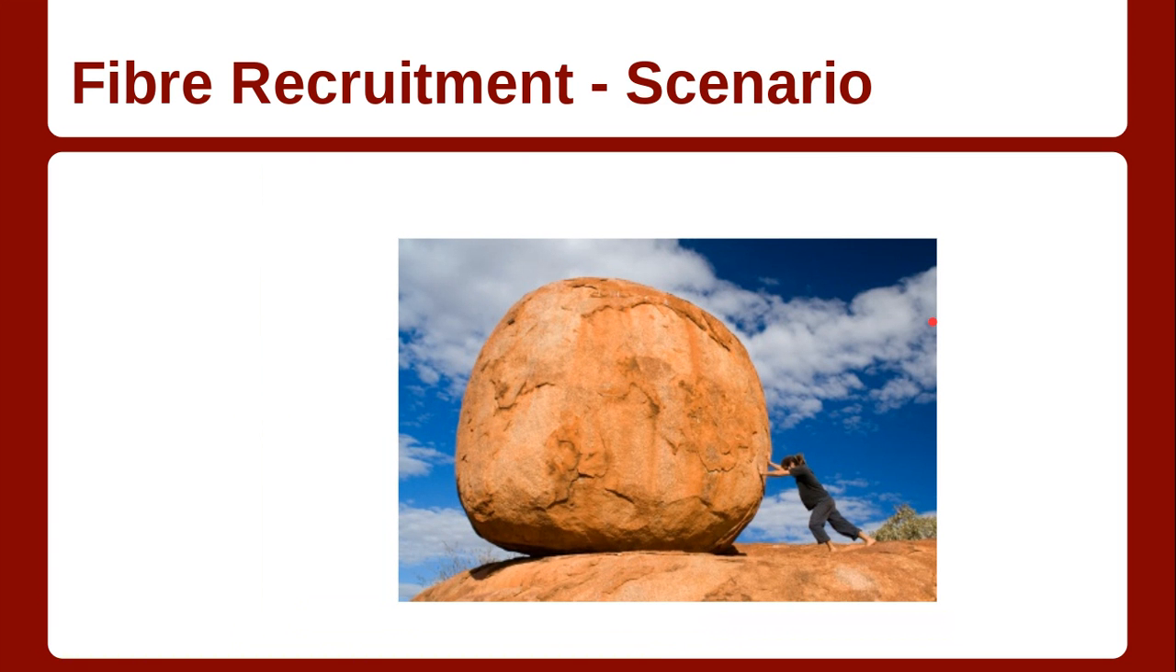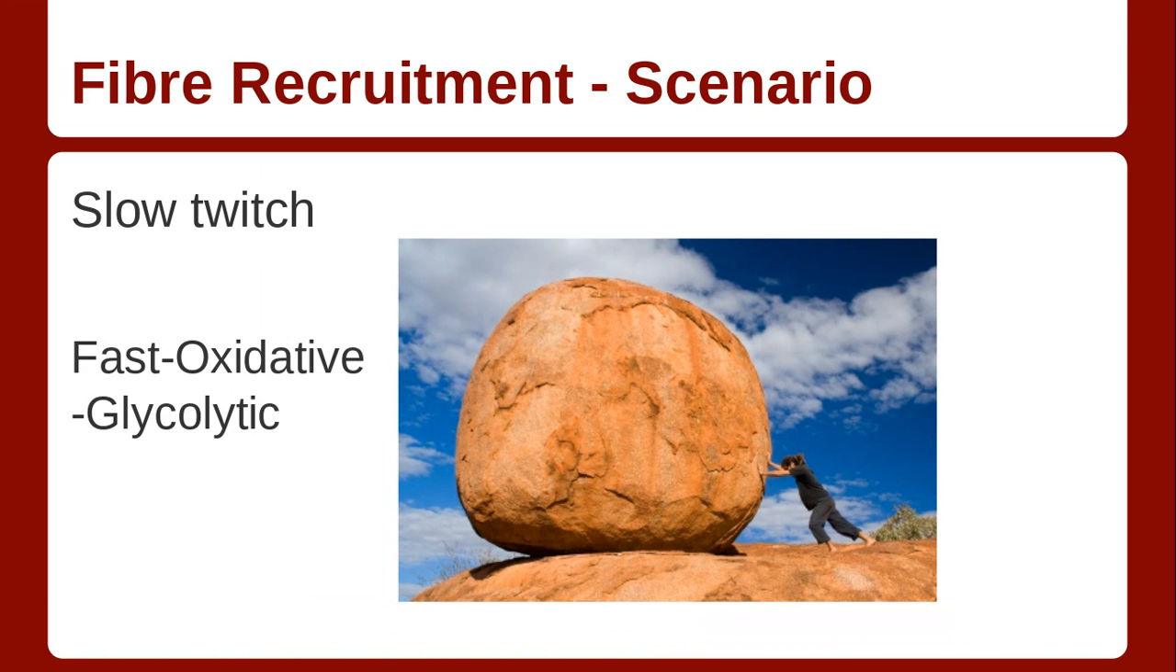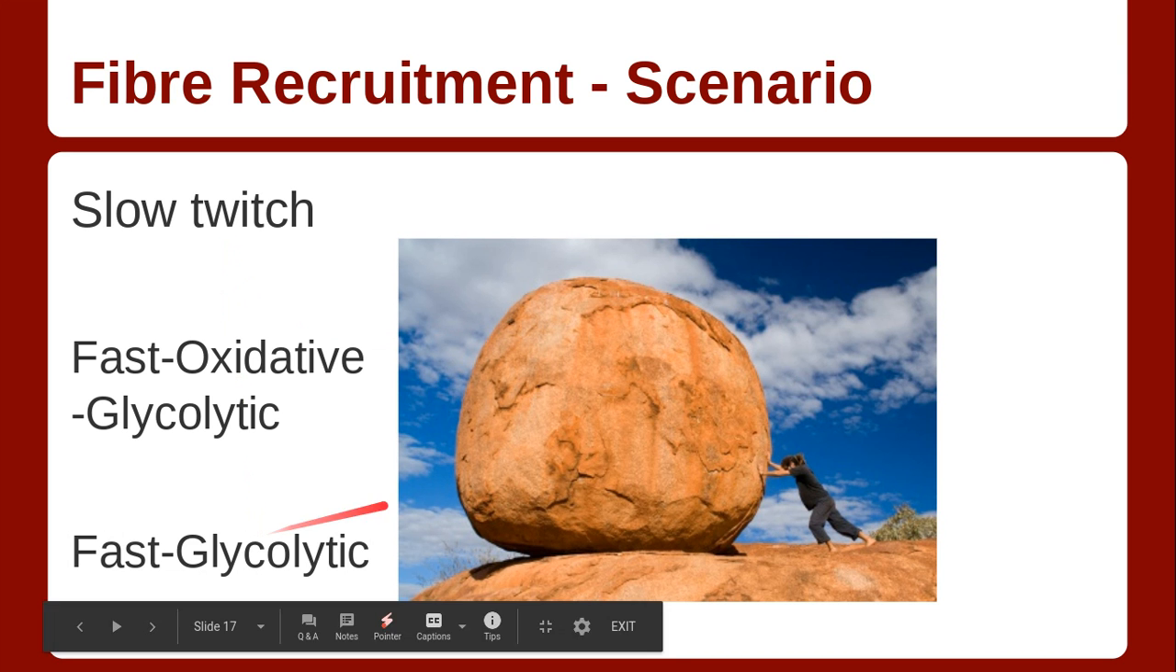So if I was trying to push this rock, first of all, I would recruit my slow twitch fibers. It wouldn't move. Then I would need to get my type 2A fibers involved. Still not moving. And then in order to move it, I would be using all three types of muscle fibers, but recruiting them in that order: first, second, third.